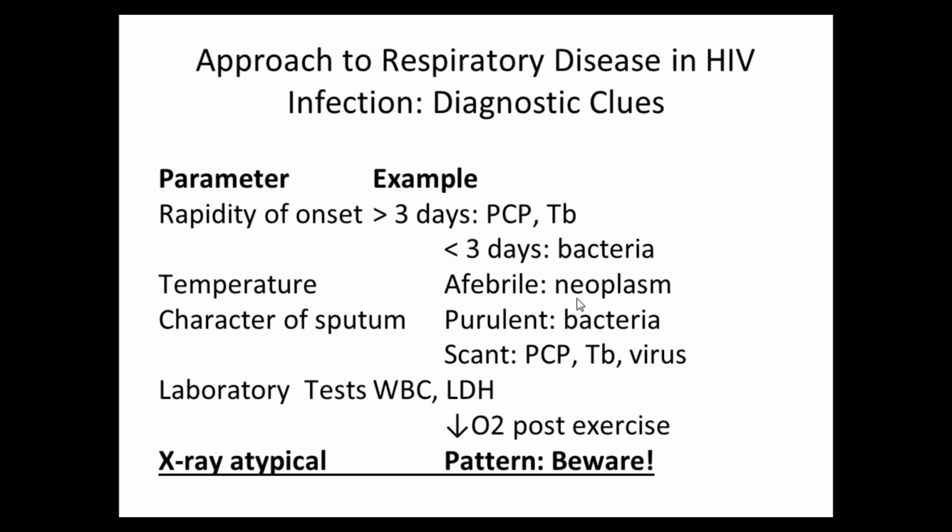In terms of temperature, if someone is totally afebrile, think neoplasm. With PCP, I've seen fevers all over the place. If sputum is purulent, it's usually bacteria, but with PCP there's very scant sputum. In terms of laboratory tests, PCP does not classically give you a very large white blood cell count, and the LDH is increased. You can see LDH is between 600 and 1,000.